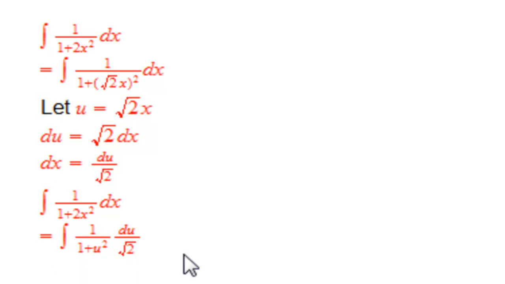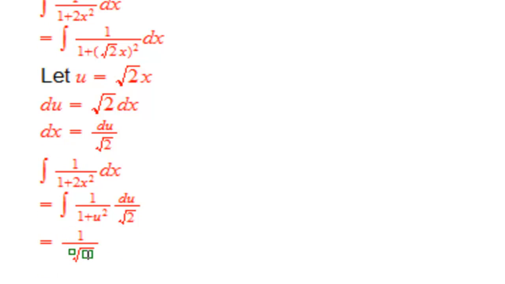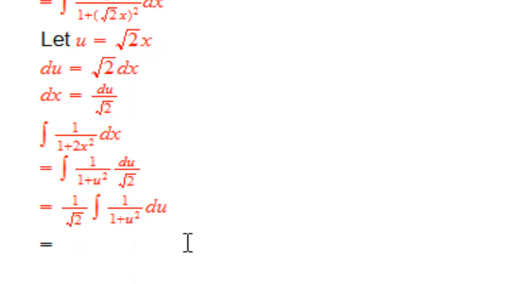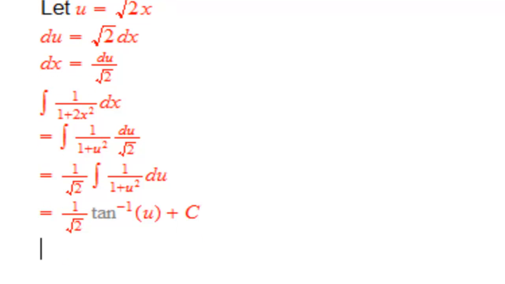Okay, and if I pull that 1 over the square root of 2 out, then I have 1 over the square root of 2 times the integral of 1 over 1 plus u squared du. There we go. Well, this is just inverse tangent of u, not x. So this is 1 over the square root of 2 times inverse tangent of u. And then I got an added constant hanging around there.